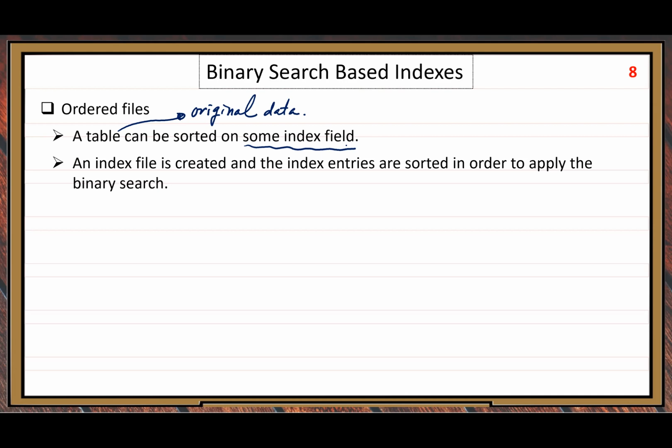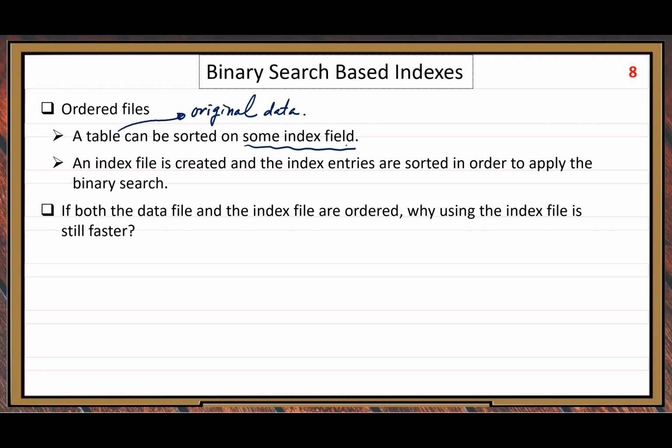An index file is created and the index entries are sorted in order to apply the binary search. That's the secondary data file. It's the supporting file, and the users do not see it. Usually the users do not know about those index files. The DBMS, or we programmers, create those index files to make the search operations much faster. So they are ordered files. Otherwise, you cannot apply binary search.